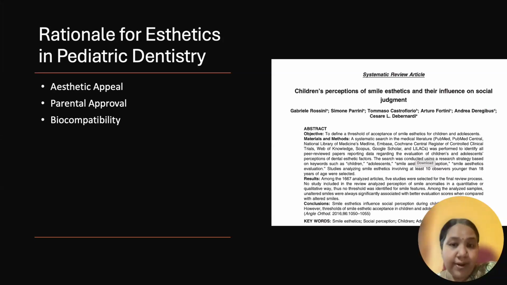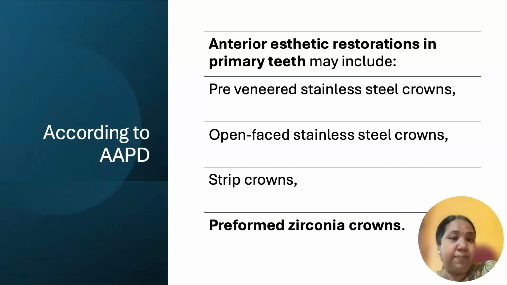And then one other important thing we're going to keep in our mind is biocompatibility. So remember this. Look at the few references that I've already given in the previous slide, and this systematic review may help you to answer this rationale and the reason why aesthetics is important for children. So now let us get into the topic proper.